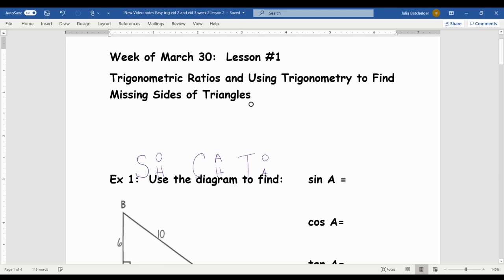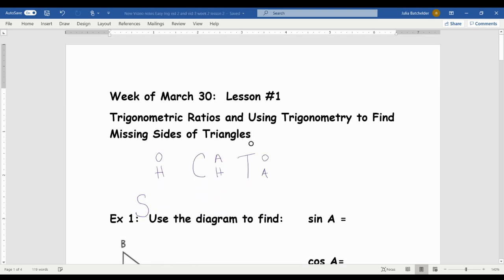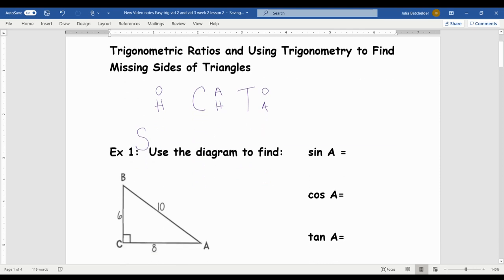And for any right triangle, well, that's really irksome. Let's hope that just stays up there, which it's not doing. That's kind of annoying.